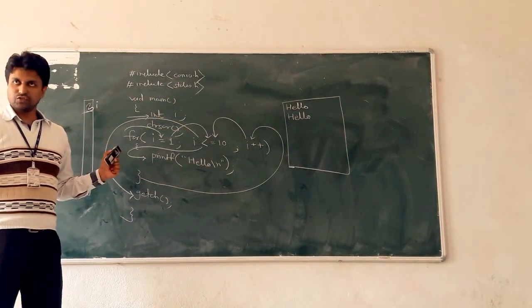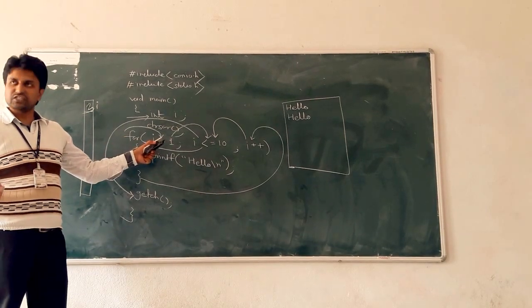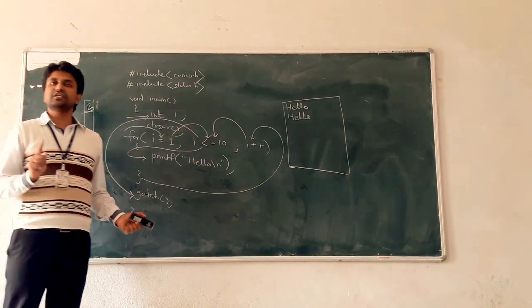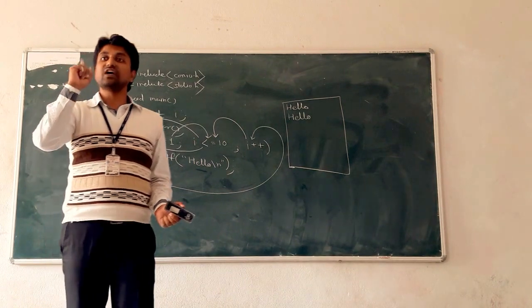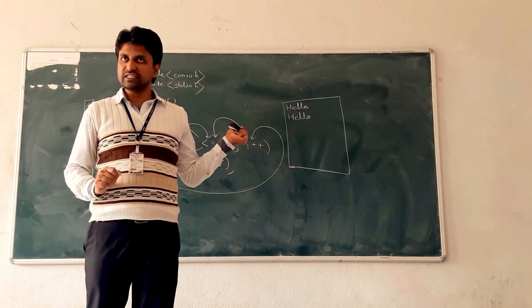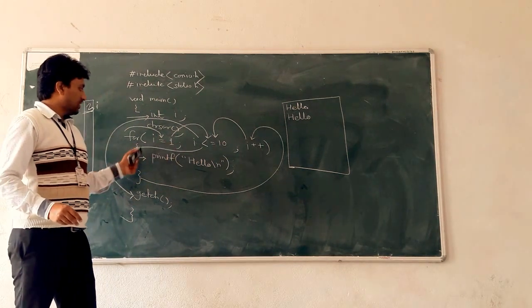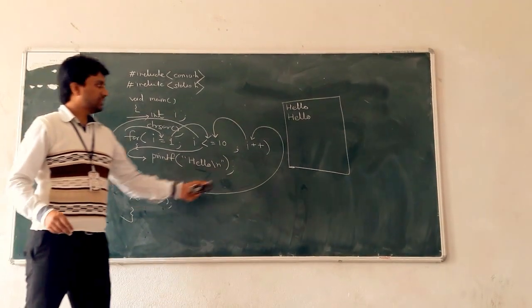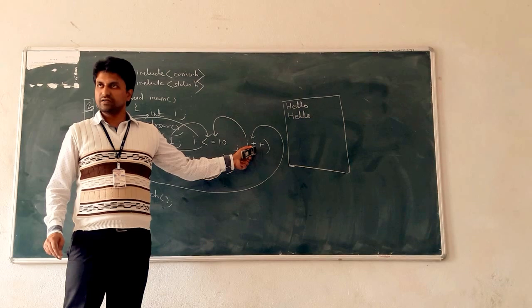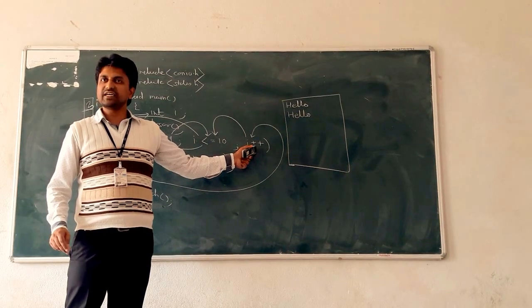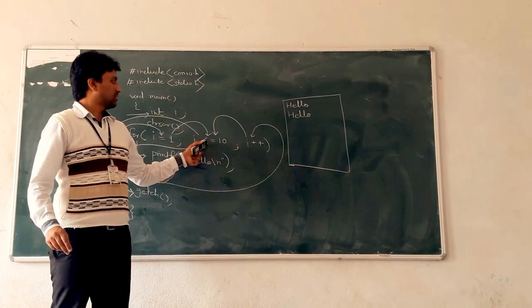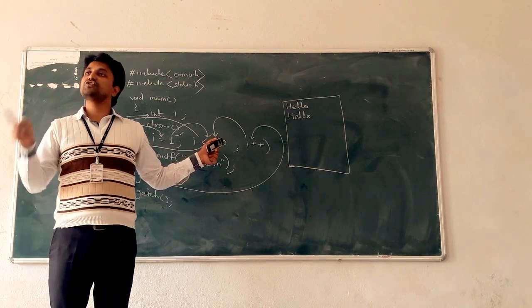Clear? So what is the execution flow? First, the initialization statement. The initialization statement is executed only once. How many times is the initialization statement executed? Once. After that, the body gets executed. Then the re-initialization statement is executed how many times? The number of times that the condition is true.